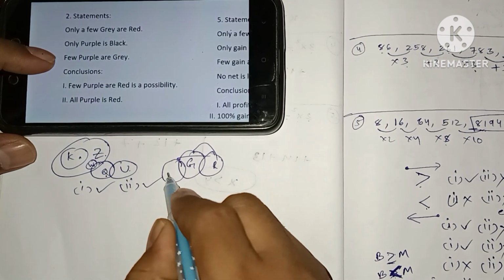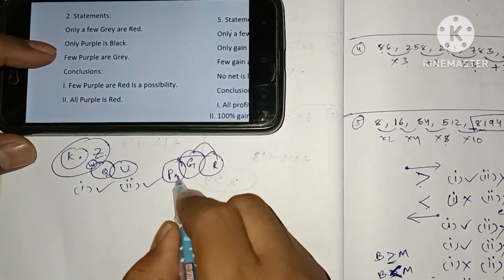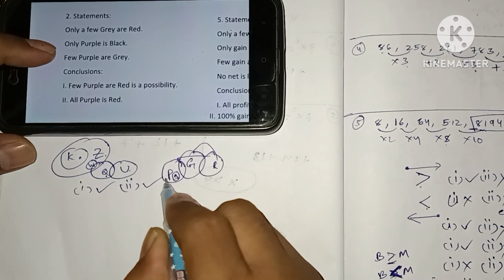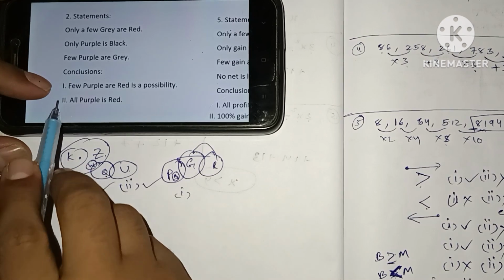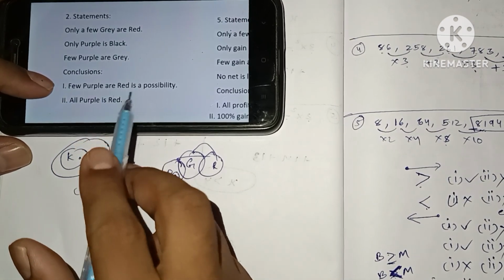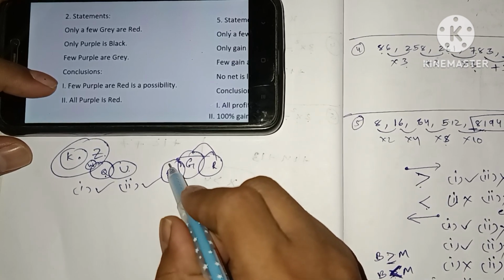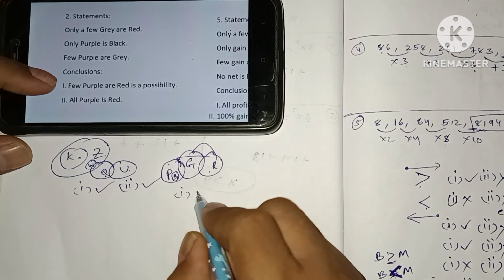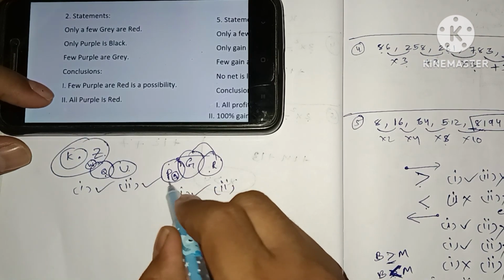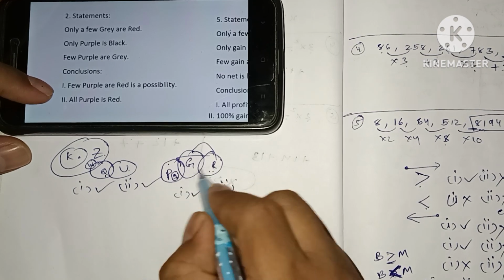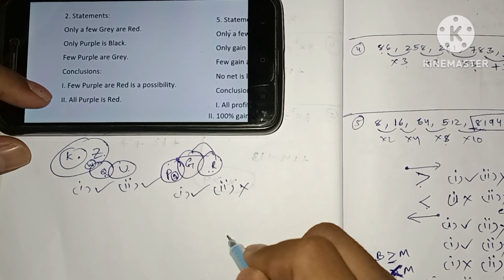Next, second question, only a few gray are red, few purple are gray. Few purple are gray means some purple are gray. Only purple is black. So black is inside purple and doesn't share anything except purple. Let's see conclusions. First conclusion, few purple are red is a possibility. Means some purple sharing with red is a possibility. Purple can share some part with red. So the first one is true. Second conclusion, all purple is red. There is no direct relation between these two and it is a direct conclusion. So the second conclusion will be false.